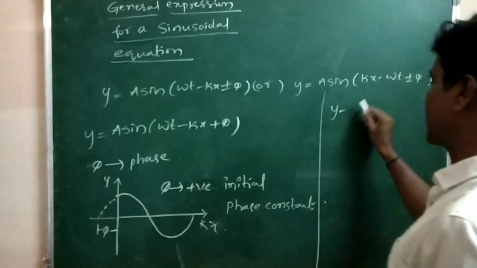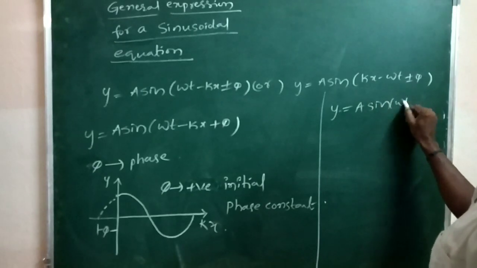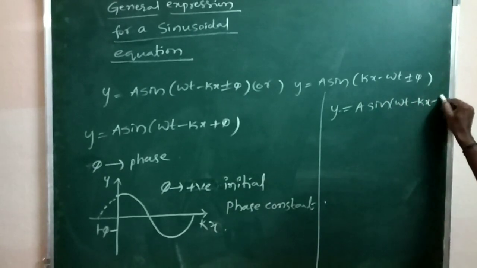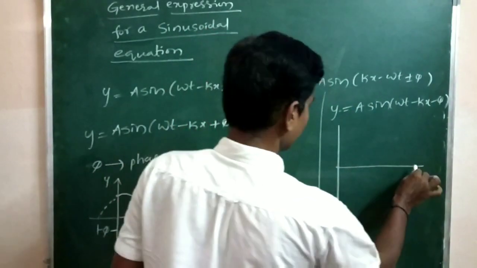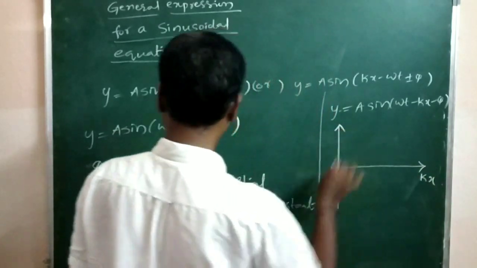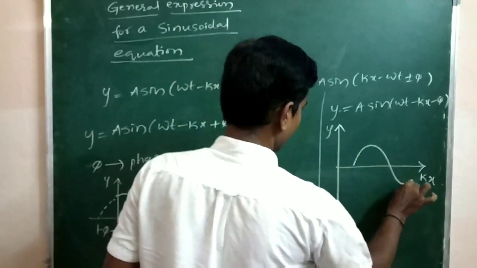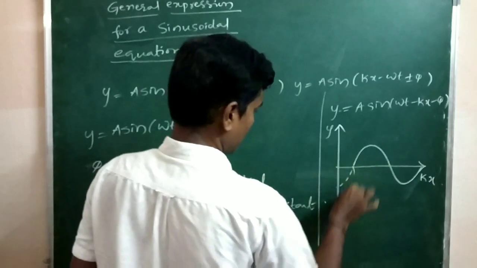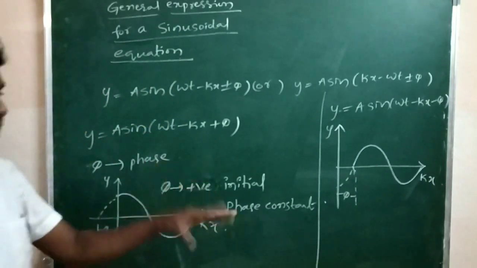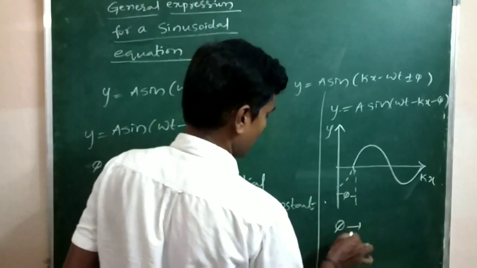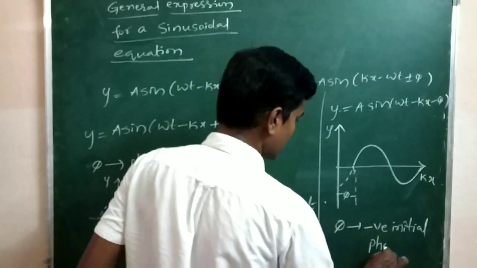If y is equal to a sine omega t minus kx minus pi, here is kx, this is y, and from here to here is pi. It is a negative initial phase constant.